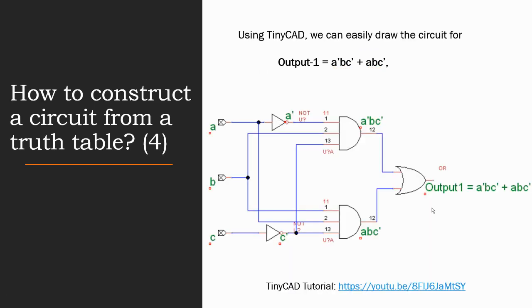Using TinyCAD, we can easily draw the circuit for output 1 equal to not A, B, not C, plus A, B, not C. A link to a short tutorial for how to draw a circuit in TinyCAD is given at the bottom.